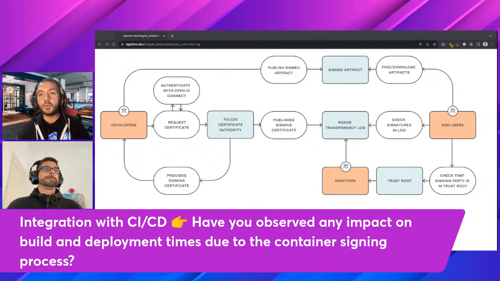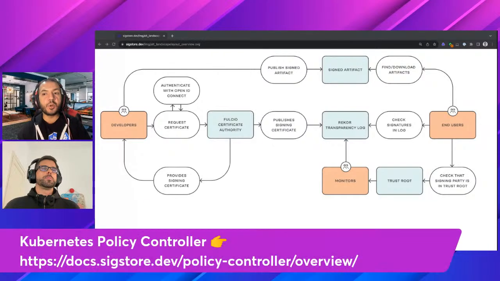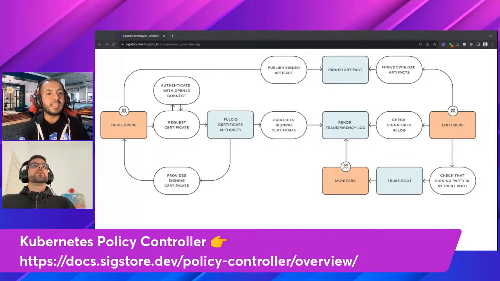Yes, absolutely. I think during the conversation, you talked about the Kubernetes policy controller. If we go to the Sigstore docs, we see something similar there as well. Can you elaborate on what those are? Is it somewhat similar to the Kyverno and Open Policy Agent policies, or is it a different one?